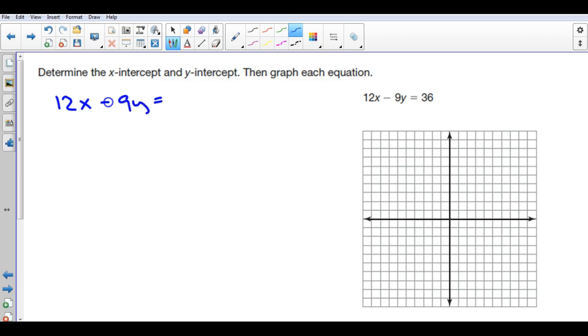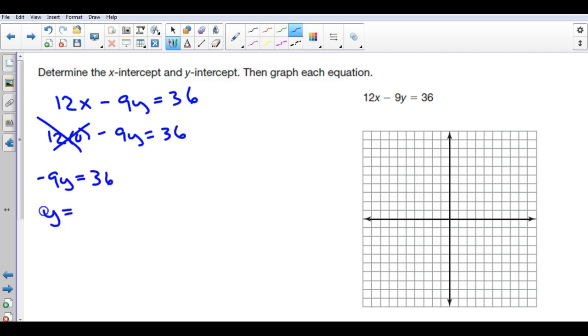So to find the y-intercept, what I'm going to do is substitute 0 for x. So 12 times 0 minus 9y equals 36. So if negative 9y equals 36, that means my y-intercept is going to be negative 4. So I get a point. My y-intercept is the coordinate 0, negative 4.